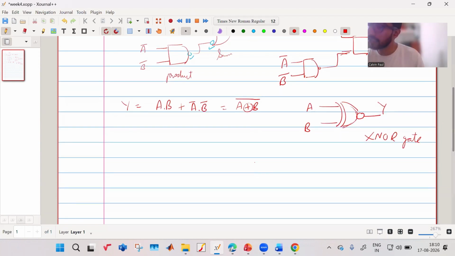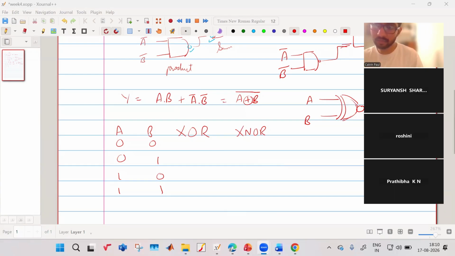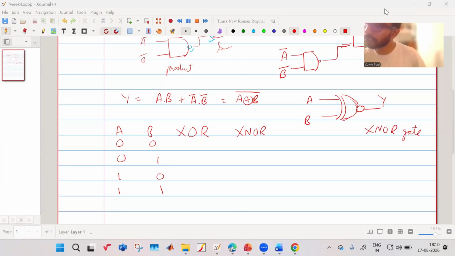Now these XOR and XNOR gates are very useful. Let us dive into it. So you have XOR and XNOR. The truth table inputs are 0 0, 0 1, 1 0, 1 1. What is the XOR output? Can anyone tell? 0 1 1 0. Okay, so the XOR output is 0, 1, 1, 0. The XNOR output is 1, 0, 0, 1.